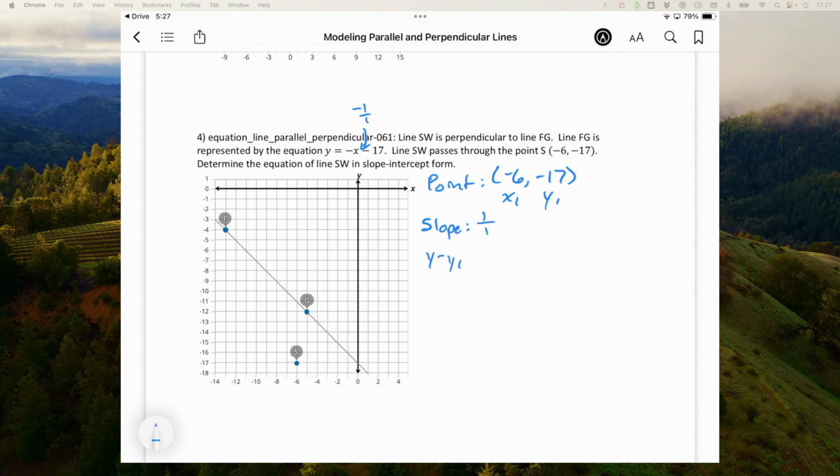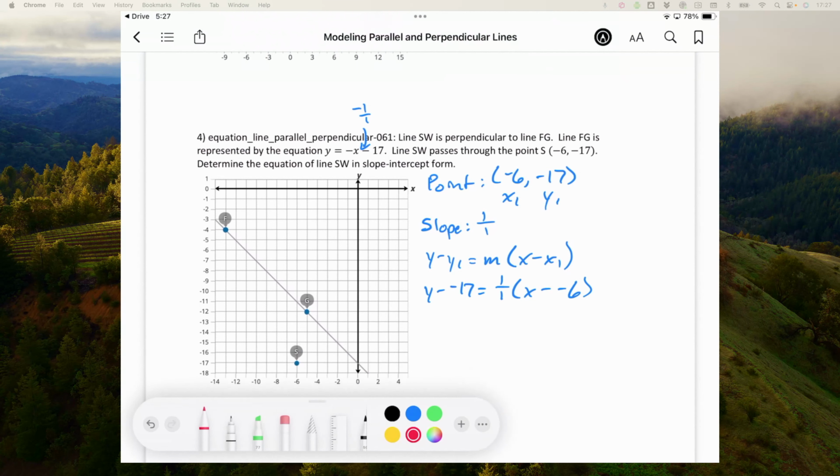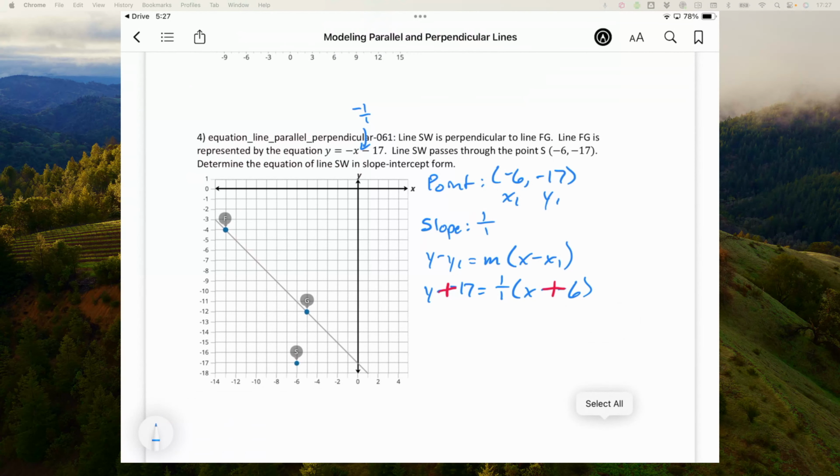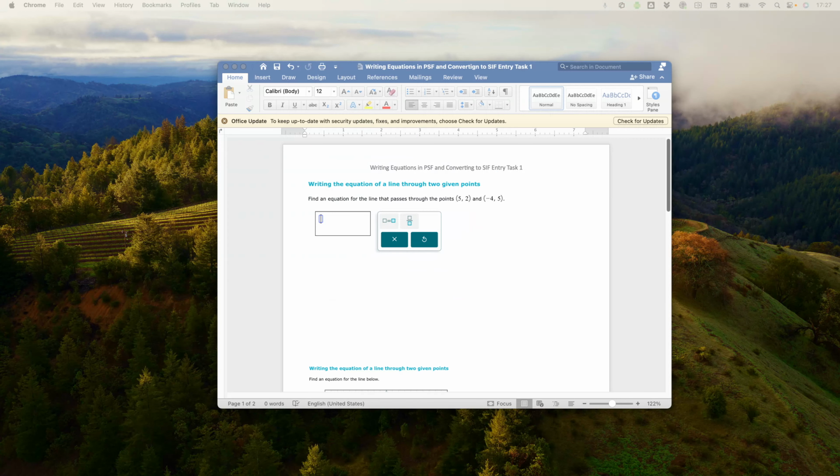Y minus y1 is equal to m times x minus x1. Y minus negative 17 is equal to 1 over 1 times x minus negative 6. Two negatives are going to make positives. And we're going to have y plus 17 is equal to 1 over 1x plus 6. Get my iPad back. Hopefully in just a moment.